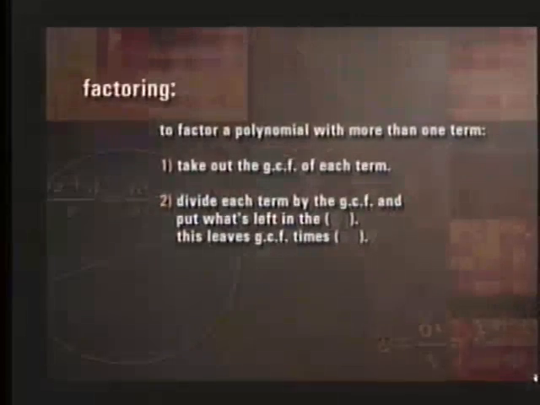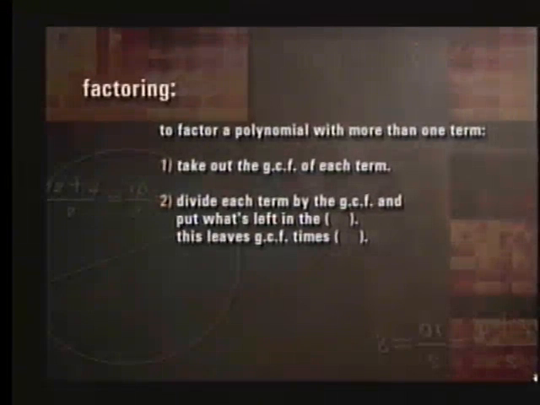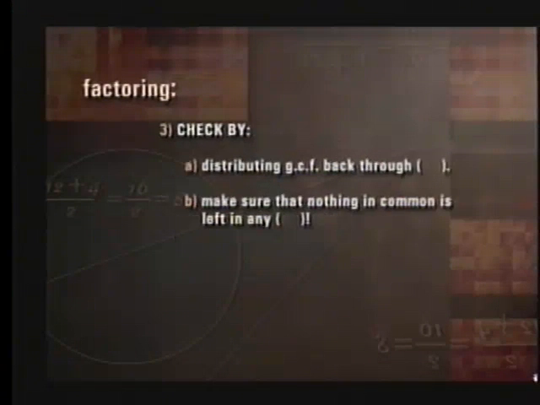Let's continue the journey. Now, as we left off in our last lesson, we were talking about factoring the greatest common factor out of polynomials. So let's go back to the graphic there real quick and just touch on that. We talked about this late in the last lesson. To factor a polynomial with more than one term, take out the greatest common factor, divide each term by that greatest common factor, and put what's left in the parentheses. So what you end up with is the greatest common factor times the parentheses. Now in the next graphic here, we can check this by distributing the greatest common factor back through the parentheses.